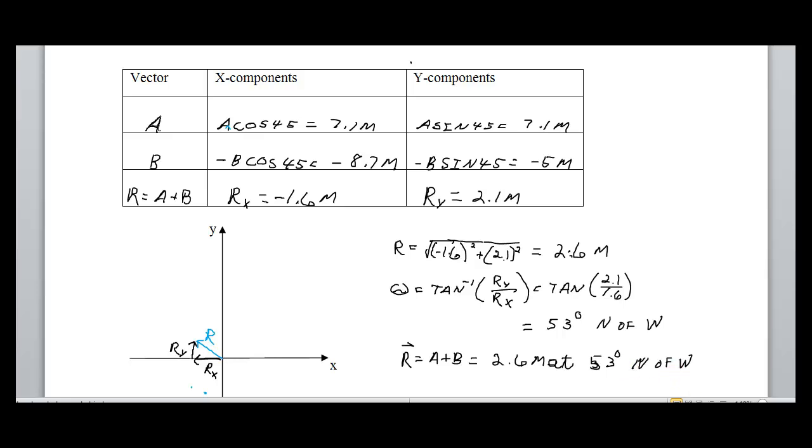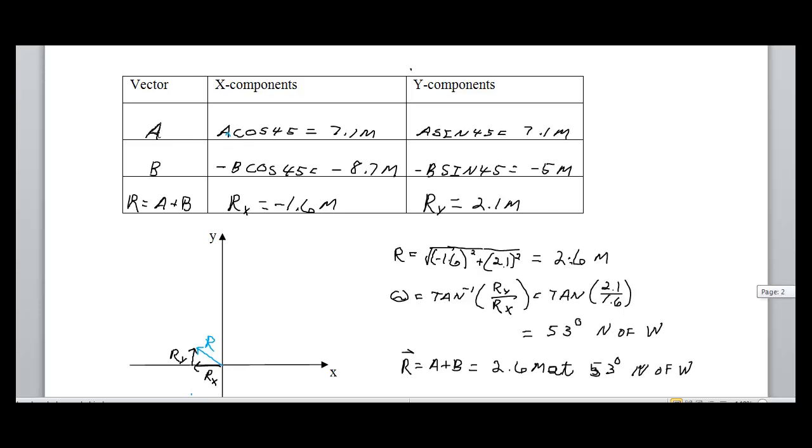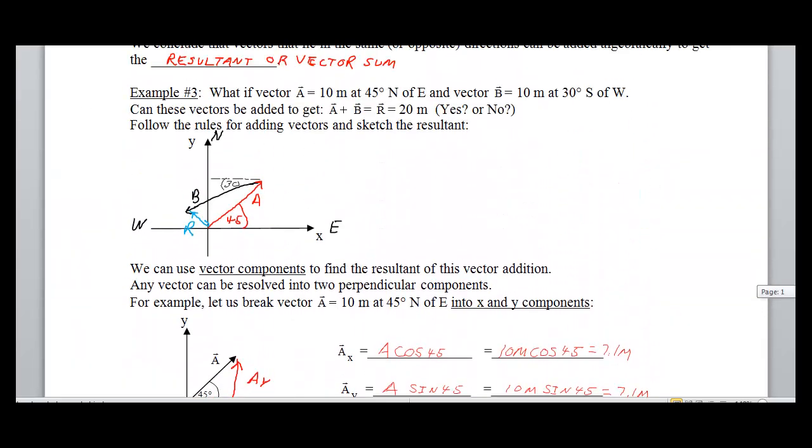And to go back and revisit the original problem and see what we did, we broke up vector A into x and y components, an x component here and a y component here. We broke up vector B into an x component and a y component. We added up the x components and y components to find the x component of my resultant and the y component of my resultant, and then we used the Pythagorean theorem to find the magnitude of my resultant and also the direction as well. So this is what we do in terms of adding vectors by using component vectors.